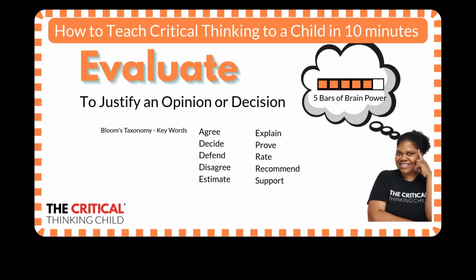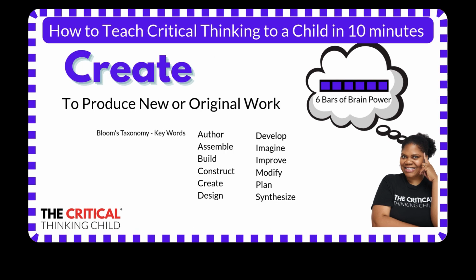5 bars of brain power. Now we get to 6 bars of brain power. We are at the top of our critical thinking skills. Between create and definitely evaluate, you are there. You are a critical thinker. You're tapping into your highest point of thinking, okay?